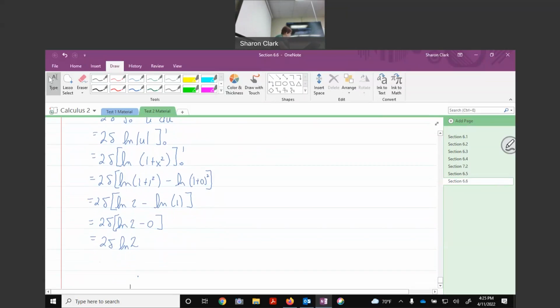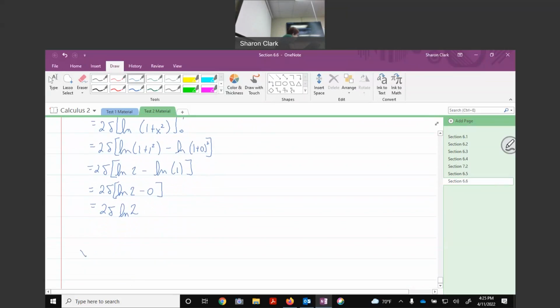Now we're going to set that up to do x bar. X bar equals 2 delta ln 2 over pi delta. The deltas cancel. That gives me 2 ln 2 over pi. Okay, and so that would be 2 ln of 2 over pi comma 0, or I can pop that 2 up there and make it ln 4 over pi comma 0.